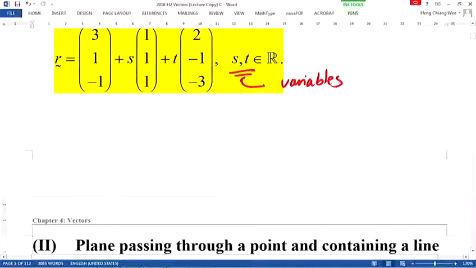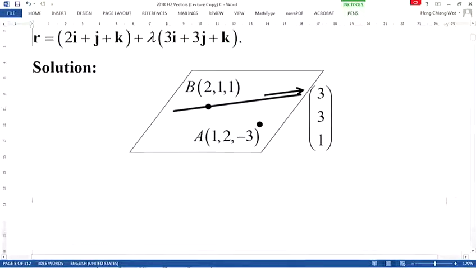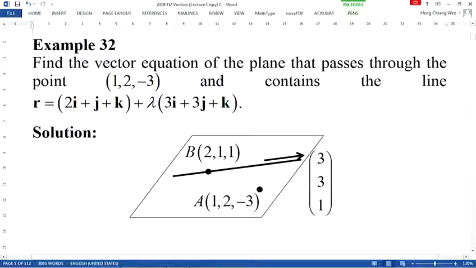Next, the question gives you a plane that passes through a point and contains a line. Now, in order to identify a plane, either I give you one point and two direction vectors, or I give you one point and a line, or I give you three points. These are the three ways I can describe a plane. If you look at this figure here, the question says find the vector equation of the plane that passes through this point and contains this line.